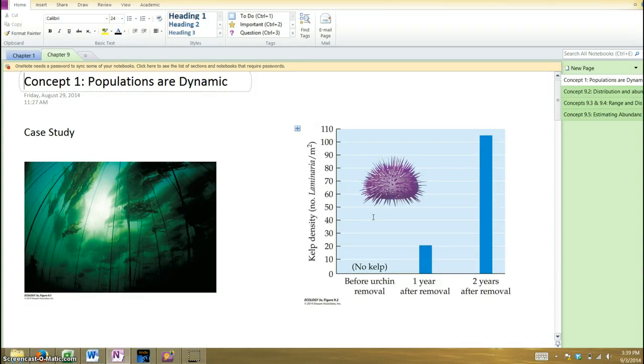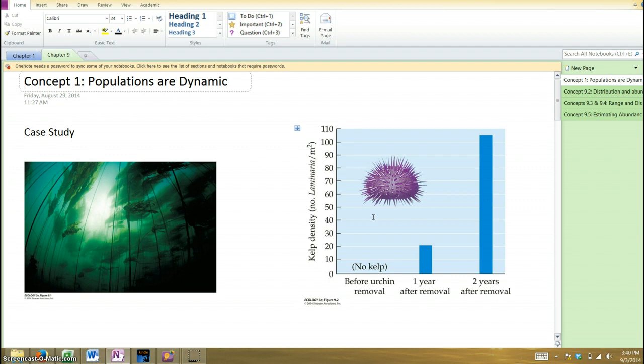Okay, now we're going to begin our discussion specifically on ecological populations. And as is the case in this text with the different chapters, they start the discussion with particular case studies that look at the topic at hand. And here we look at kelp forests.